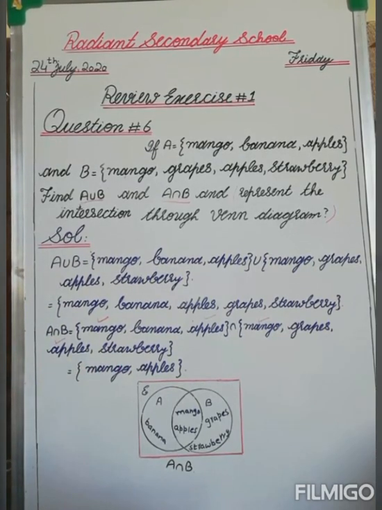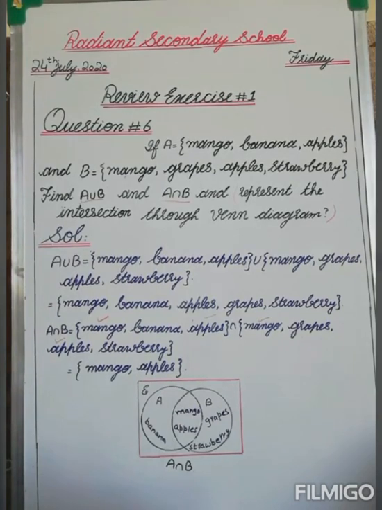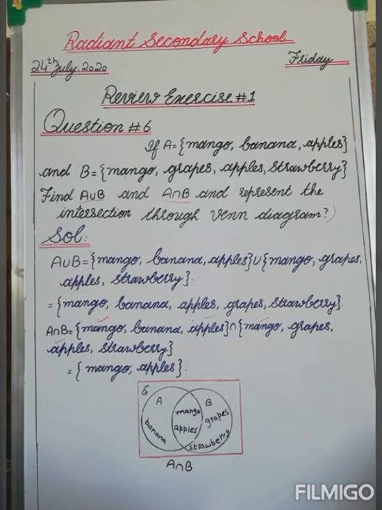Now move on to the third part. Represent the intersection through a Venn diagram. So to draw the Venn diagram, first you have to decide whether we will draw disjoint sets, overlapping sets or subsets. For that purpose, we have to check both the sets. You can see in sets A and B, some elements are common and some elements are uncommon.